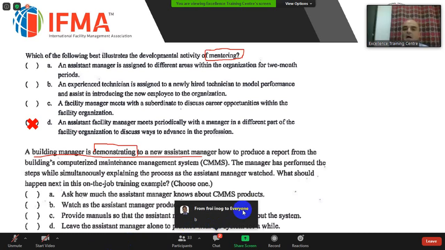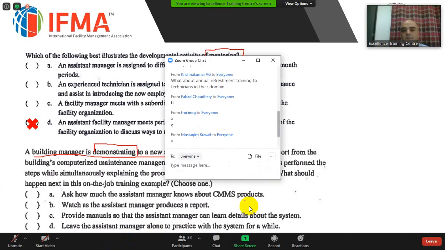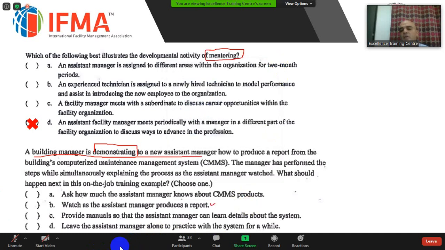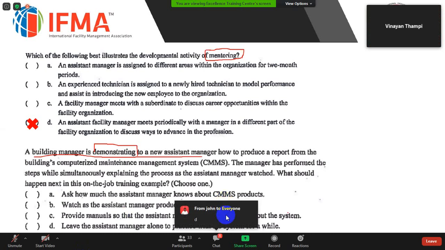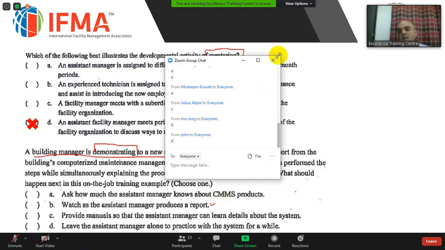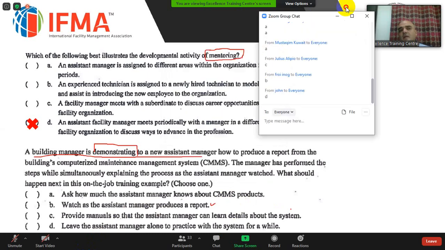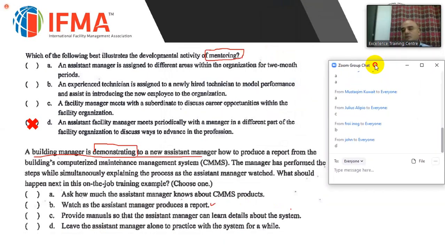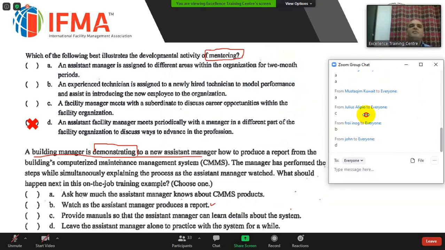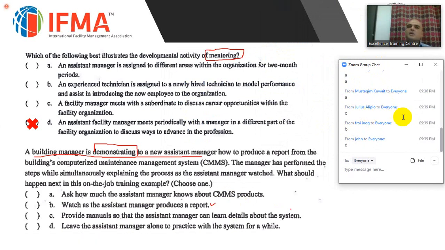It is B. Why? We are talking about on-the-job training. We're not talking about theoretical training. In on-the-job training, let's say I am training you how to fix a light switch. After I finish fixing the light switch, I'm doing on-the-job training.